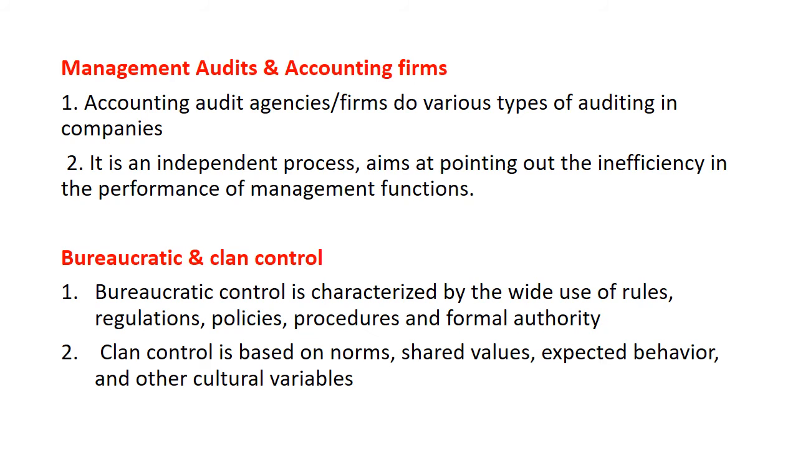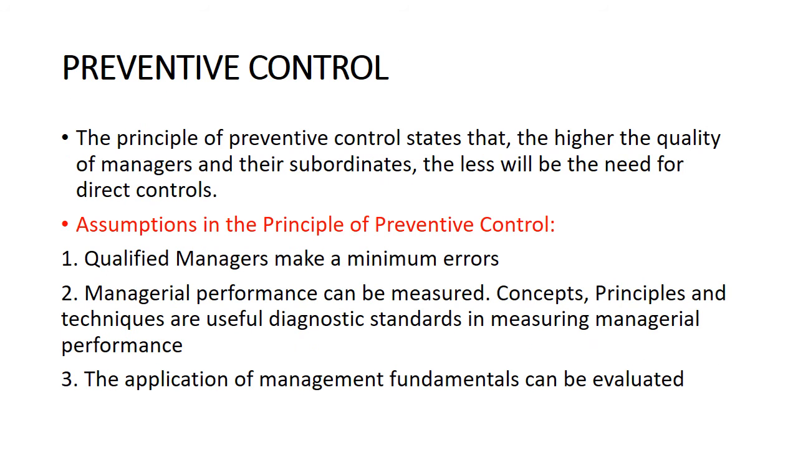They are actually ruling, having formal authority over the employees for their performance. And clan control means the use of informal authority. Here it is based on norms, shared values, expected behavior and other cultural variables of the employees. Here high level management is seen as mentors rather than boss. So that is the difference between bureaucratic and clan control.